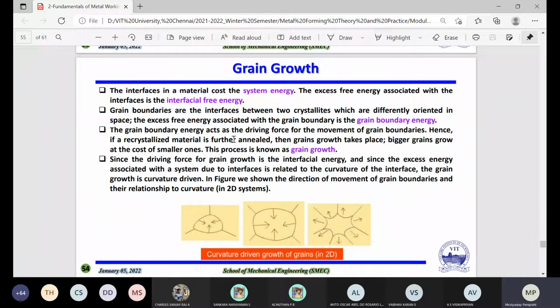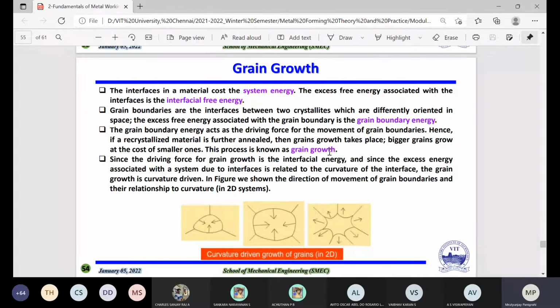The grain boundaries are the interface between two crystallites which are differently oriented in space. The excess free energy associated with the grain boundary is the grain boundary energy, and the grain boundary energy acts as the driving force. Okay, this third point you can just remember here, for the movement of the grain boundary. Hence, if a recrystallized material is further annealed, then grain growth takes place. Bigger grains grow at the cost of the smaller ones. The process is known as grain growth.